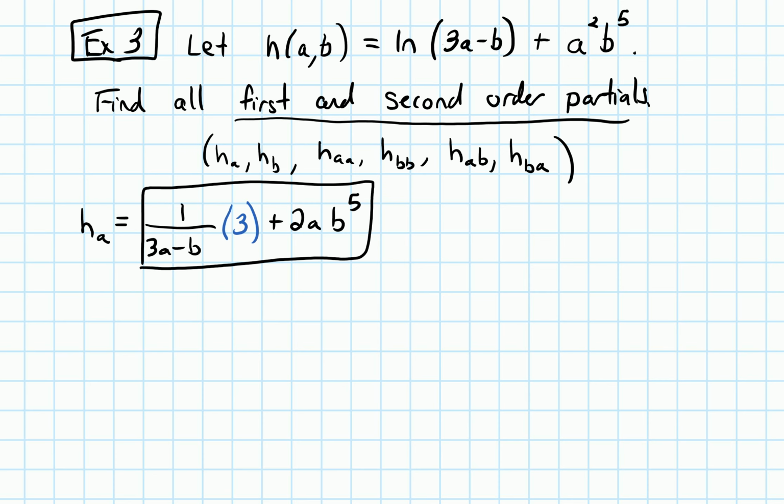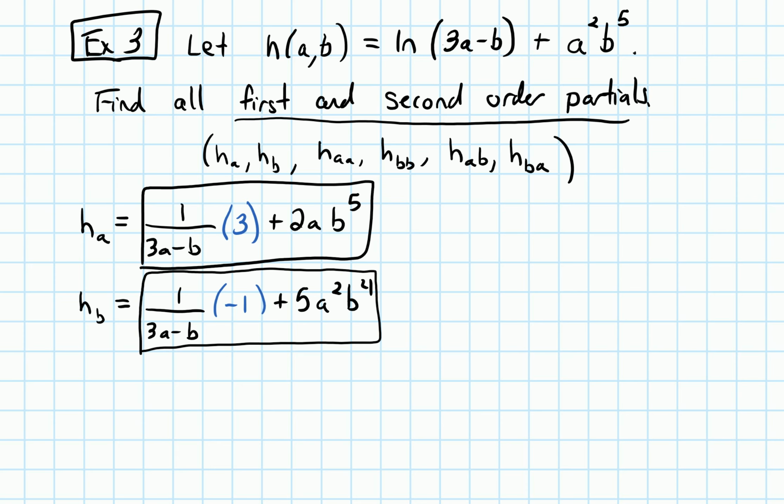All right, so 1 out of 6 done. Now let's do the partial with respect to b. So the derivative of the ln portion is going to be 1 over the inside, using chain rule, 3a minus b. But multiply that by the derivative of the inside with respect to b, so 3a gets treated as a constant, and that derivative is 0. And the derivative of minus b is going to be negative 1. And then a squared is going to get treated as a constant. So I take the derivative of b to the 5, and the 5 comes down, and I'll get 5a squared b to the 4. And that is my partial derivative with respect to b.